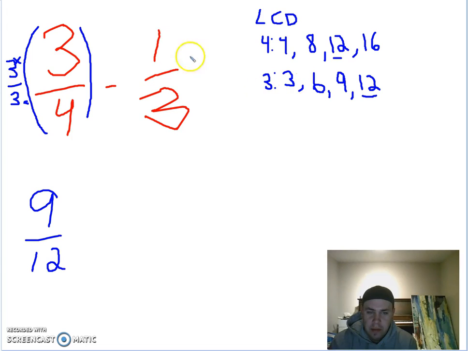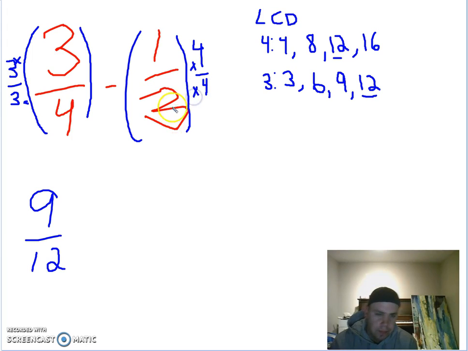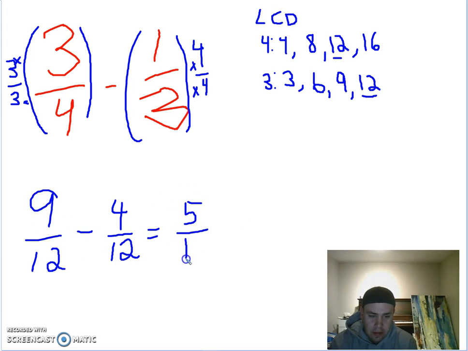Likewise here with 3, we're going to multiply this fraction by 1, 2, 3, 4. We're going to multiply it by 4 over 4. Okay, so 1 times 4 is 4. 3 times 4 is 12. Now that we have common denominators, 9 minus 4 is 5. And then we keep the denominator the same. This one does not simplify, but that's fine. Okay, so hopefully that helps you guys and girls out for today's lesson.